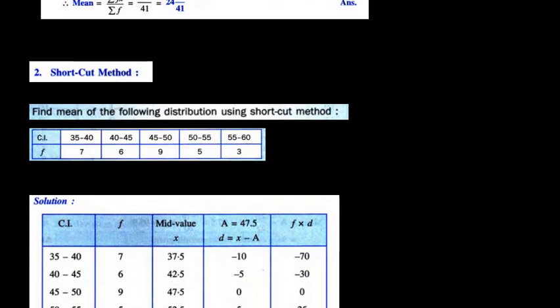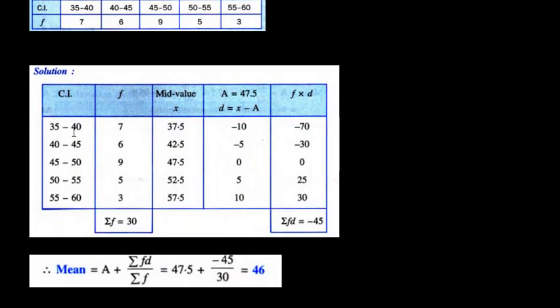Okay. Now let us see the shortcut method also. So here is the problem data. First we will write these first two columns, then we will take the mid value. Now you know how to take the mid value. So 35 plus 40 divided by 2 gives me 37.5.